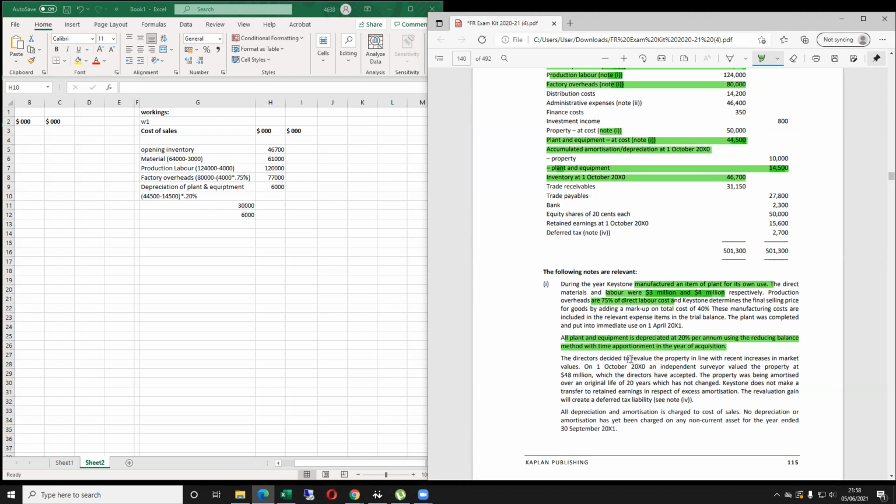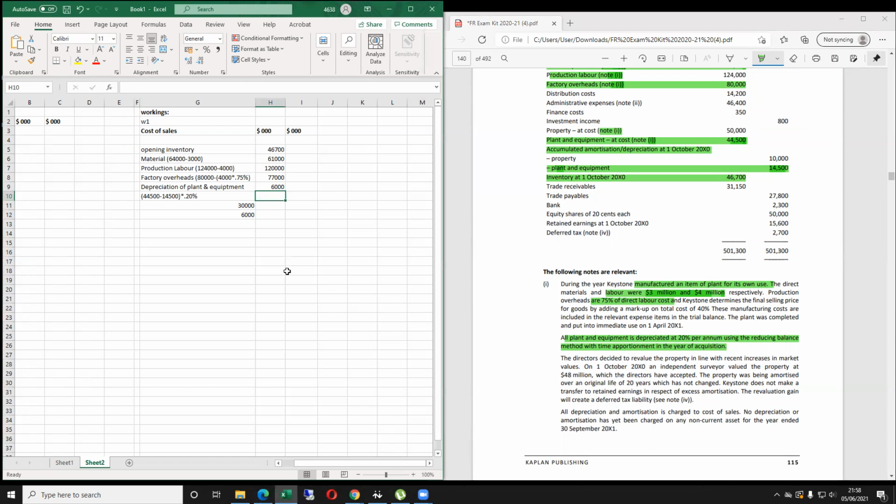It says the director decided to revalue the property in line with the recent increase in market. On 1st July X1, an independent surveyor valued it. So we need another adjustment. Leave those lines because there are a few bits and bobs coming in. So we'll see.